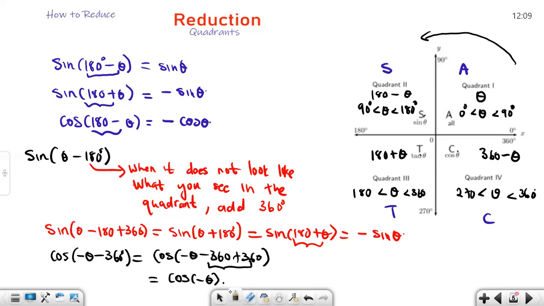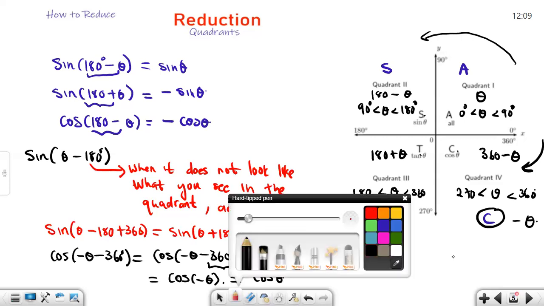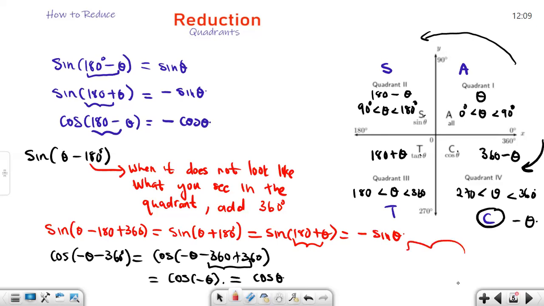When I talk about negative theta, basically I'm moving in a clockwise direction. I'm moving this side, and that's where cos is positive, that negative theta there. So remember, in the fourth quadrant, cos is positive. So my answer has to be positive cos theta. I'll show you something now. Here is my challenge. Every time you see 360, please replace it with 0.